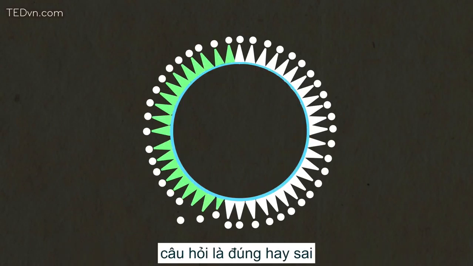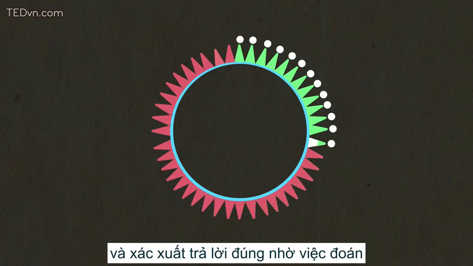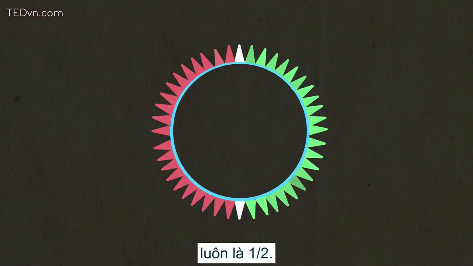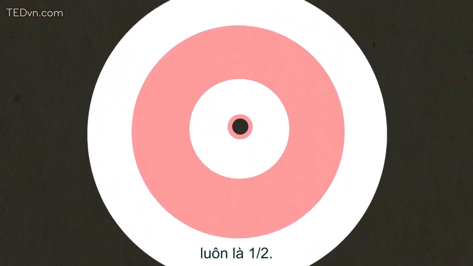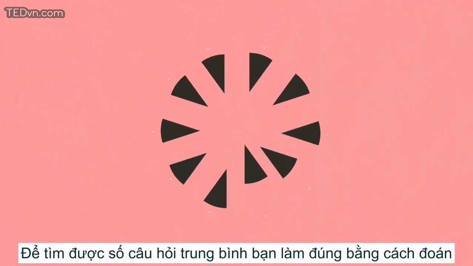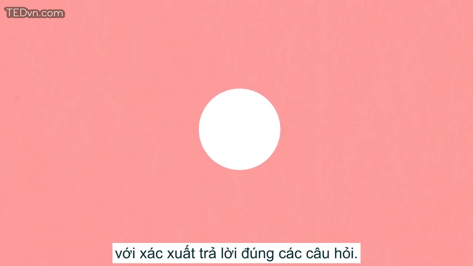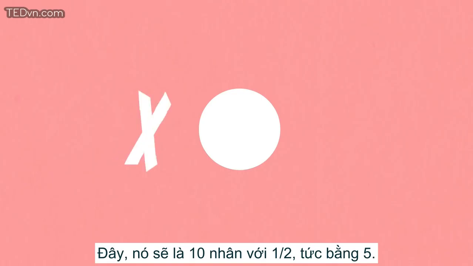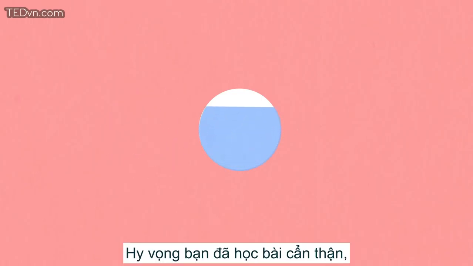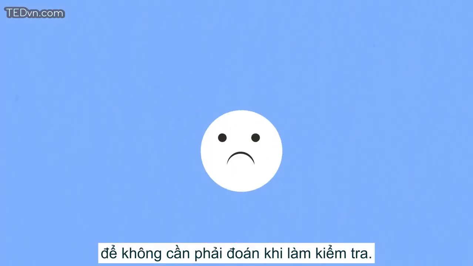A question is right or wrong, and the probability of being right by guessing is always the same, 1/2. To find the average number you would get right by guessing, you multiply the number of questions by the probability of getting the question right. Here, that is 10 times 1/2, or 5. Hopefully you study for quizzes, since it clearly doesn't pay to guess.